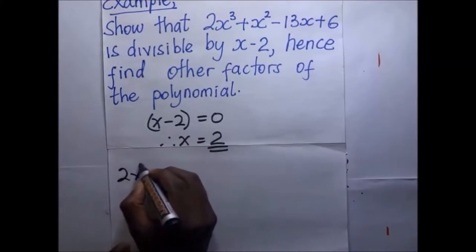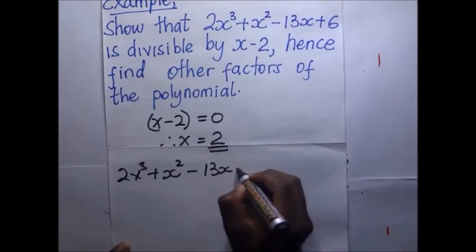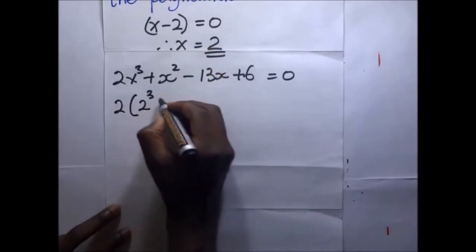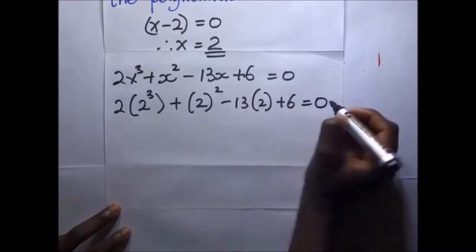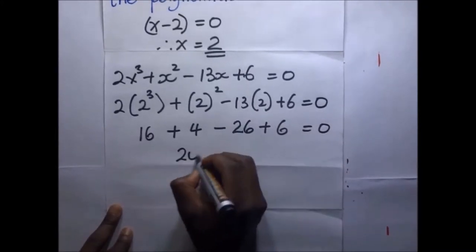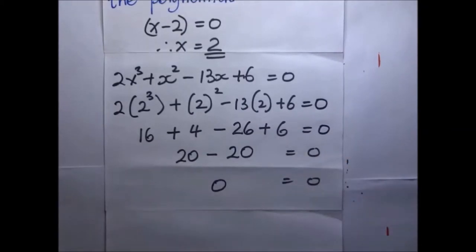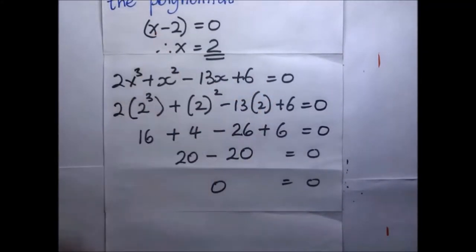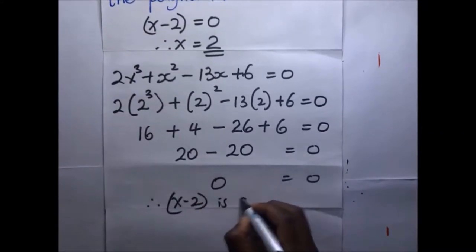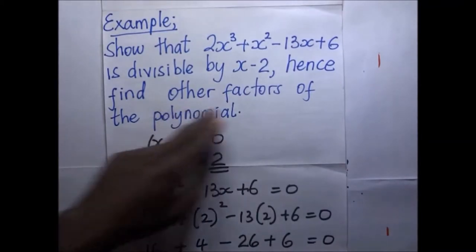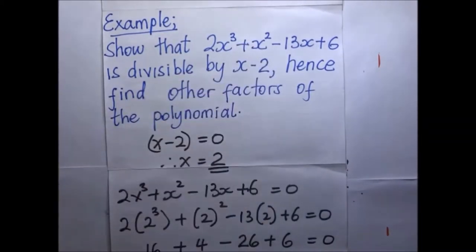So it means that 2x cubed plus x squared minus 13x plus 6 is equal to 0. So we substitute. So it becomes 2 into 2 cubed. When we substitute for the value of 2 in this polynomial, we are going to end up with 0. So that means that indeed, x minus 2 is a factor. Now, x minus 2 is proven to be a factor, hence, find the other factors of the polynomial. So we need to find the other factors of this polynomial. We use long division to find the other factors of the polynomial, like this.